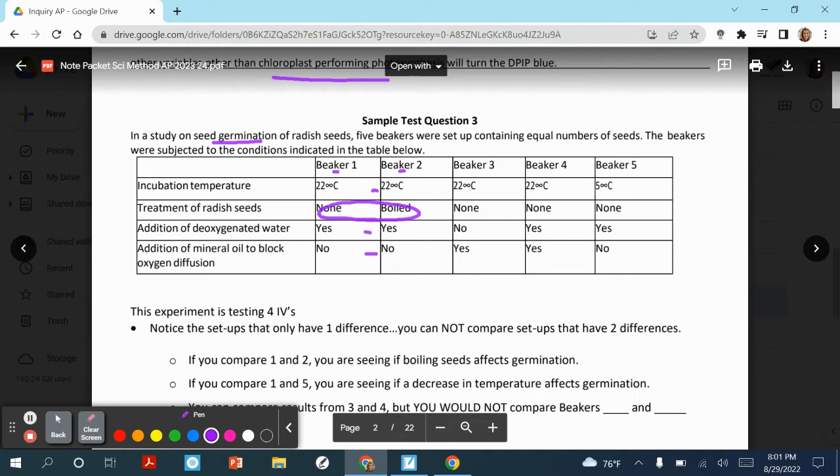Let's take a look if we compare 1 and 5. So I'm going to clear this off. Actually, I'll leave it so that you don't get annoyed that I keep erasing writing and then writing over it. So let's take a look at beaker 1 and 5. What is being tested if they just compare the results of beaker 1 and 5? So it looks like everything is the same all through here, but they're changing the temperature. So let's kind of indicate that they're changing temperature. That's going to be our independent variable. So they want to see if temperature is affecting seed germination.